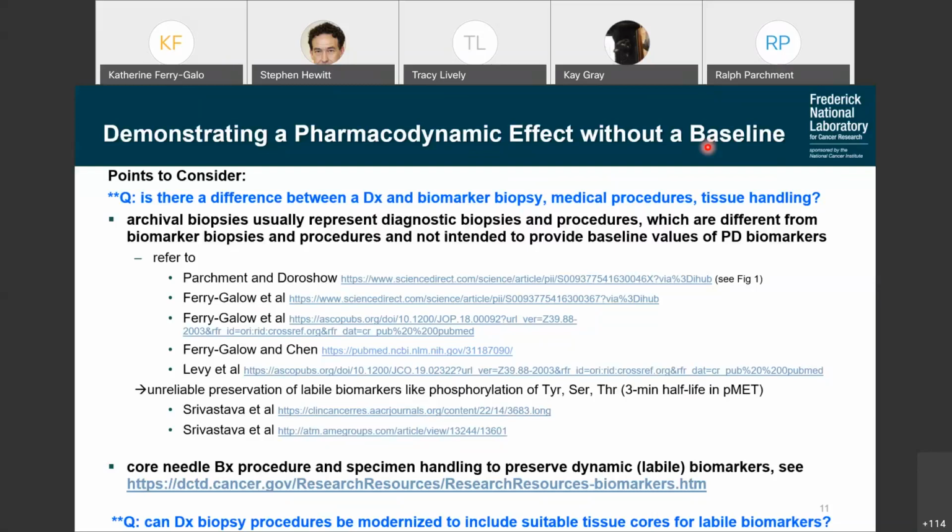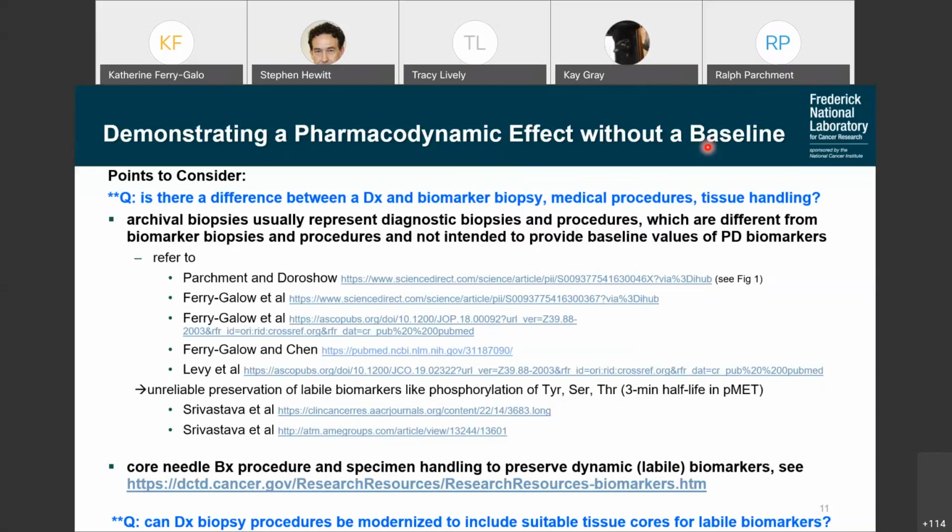And this is especially apparent, these differences between diagnostic and pharmacodynamic biopsies, when the biomarker for the PD study is a labile biomarker, such as a post-translational modification of protein. For example, protein phosphorylation in our hands, for example, in the MET receptor, has shown a degradation half-life of about 3 minutes, even under cold ischemia conditions.